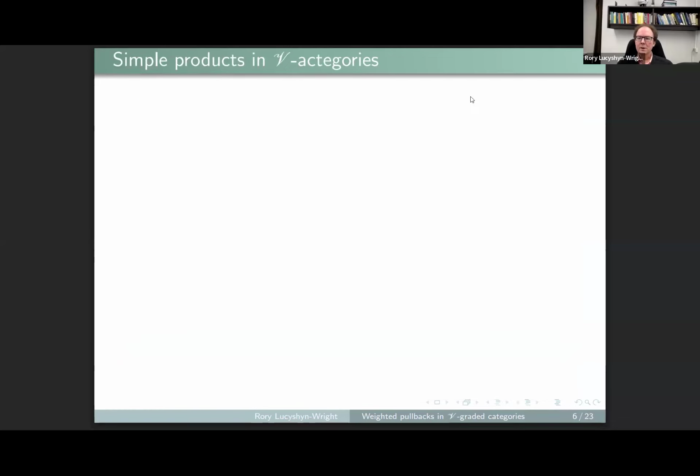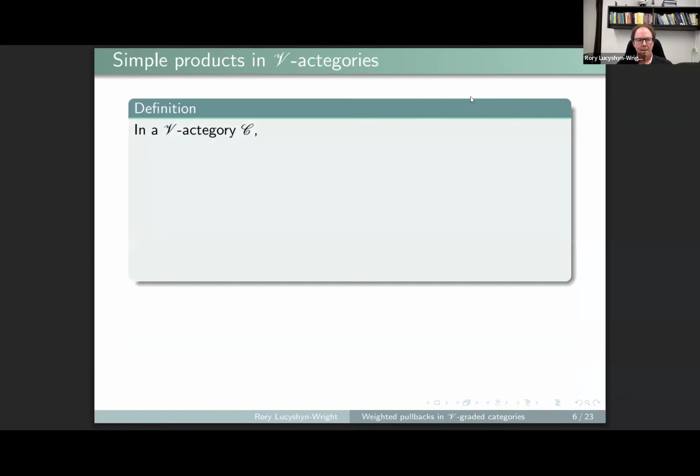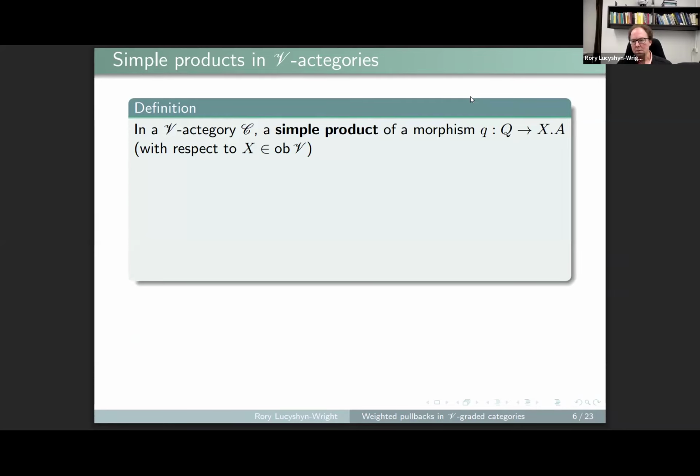Now we come to our generalization of simple products, which we had seen at the beginning of the talk. We'll generalize these to the context of V-actegories. As a definition, in a V-actegory C, a simple product of a morphism q from Q into X dot A, simple product with respect to X in objects of V, X being an object of V. You can see what's changed now. Instead of having X times A in the codomain, we have X dot A, we're actually using the action.